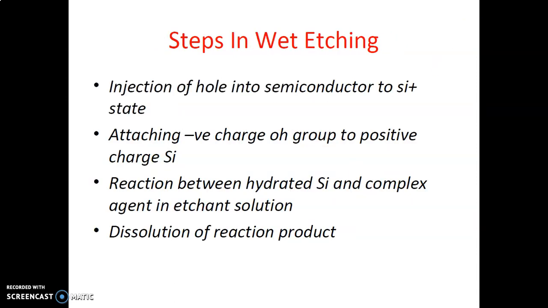Now some steps that we have to follow in wet etching: injection of a hole into the semiconductor state, attaching the charged OH group to the positive charge of silicon, reaction between the hydrostate and the complex agent in the etchant solution, and dissolution of the reaction product.